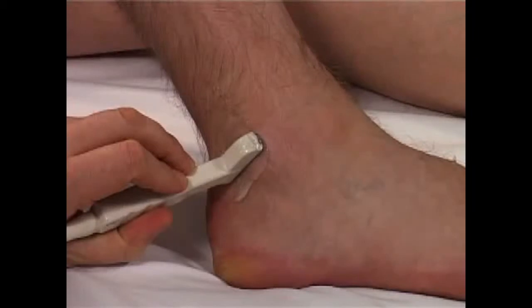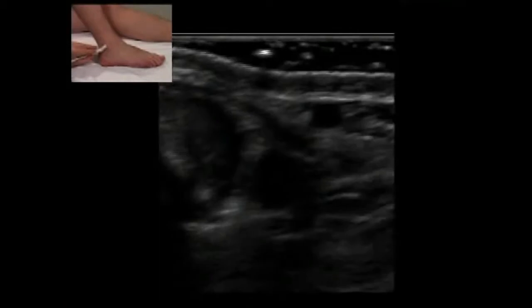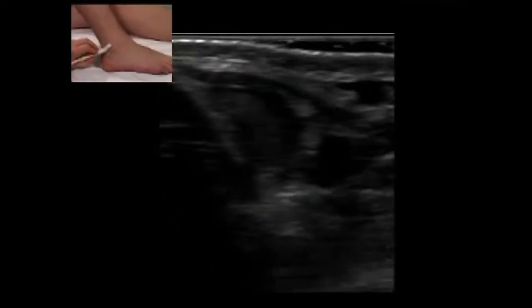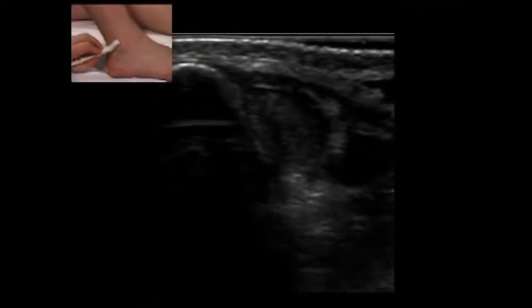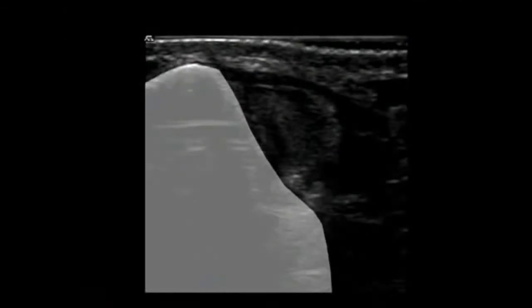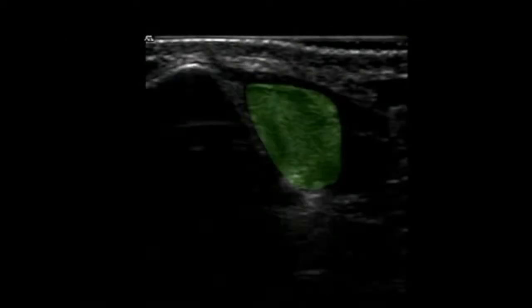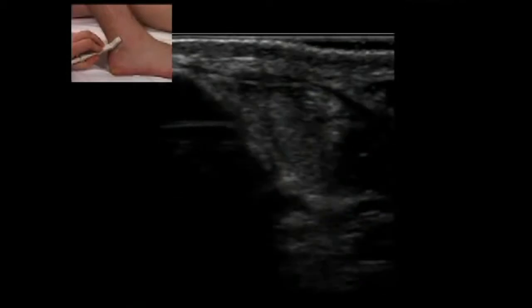The patient sits knee flexed with sole of foot on couch. The probe is placed transverse to the long axis of the peroneal tendons, anterior end of probe on the lateral malleolus. Fibula and peroneal tendons are identified.